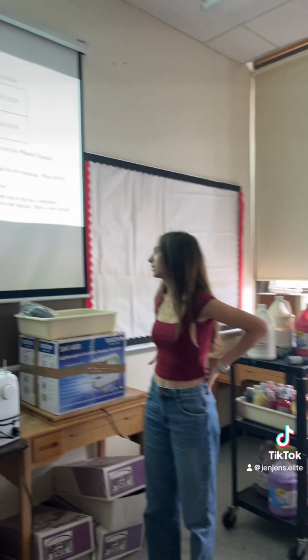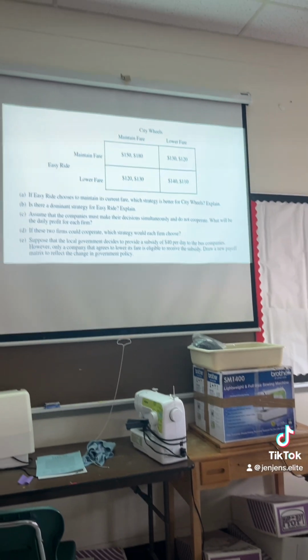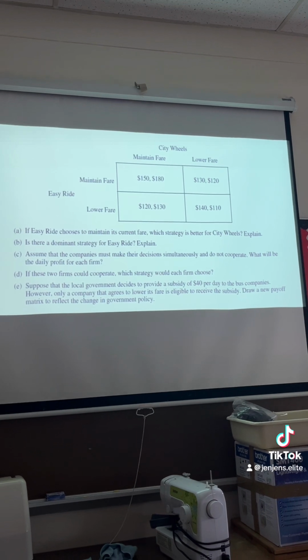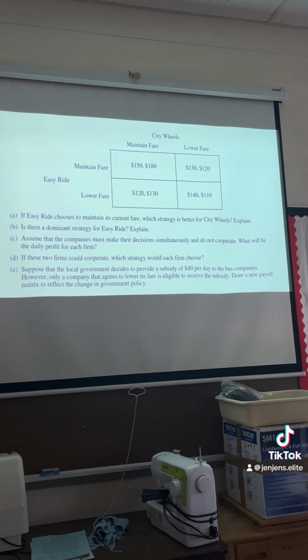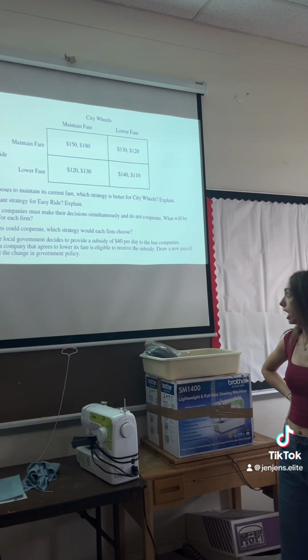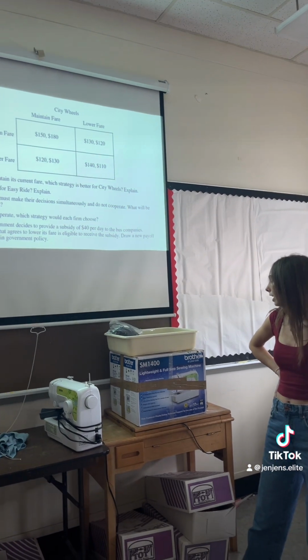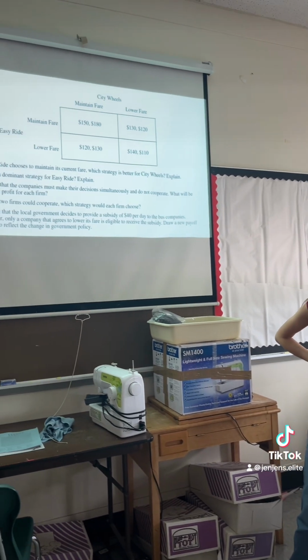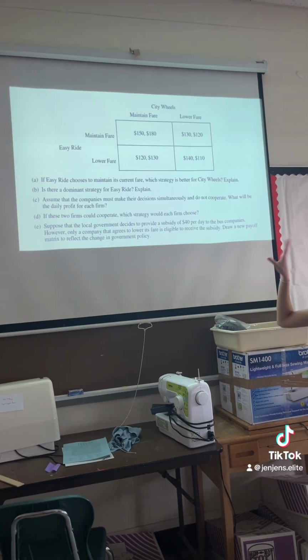Okay, for the last question, it says, suppose that the local government decides to provide a subsidy of $40 per day to the bus companies. However, only a company that agrees to lower its fare is eligible to receive the subsidy, and it asks you to draw a new payoff matrix showing the changes.